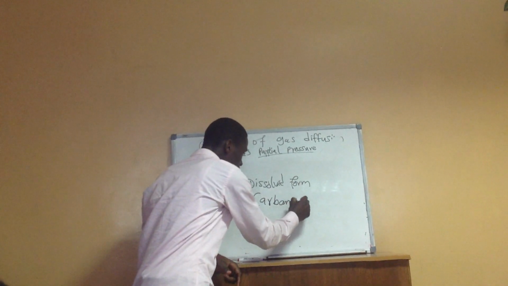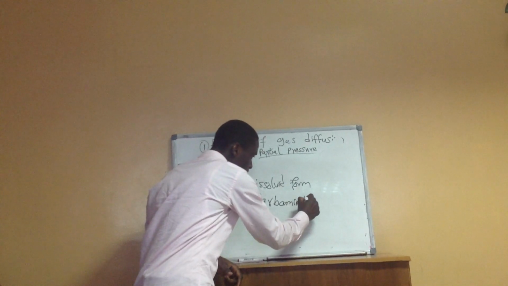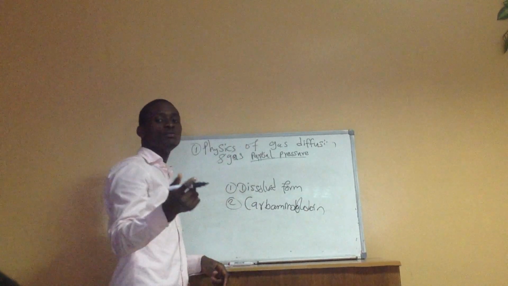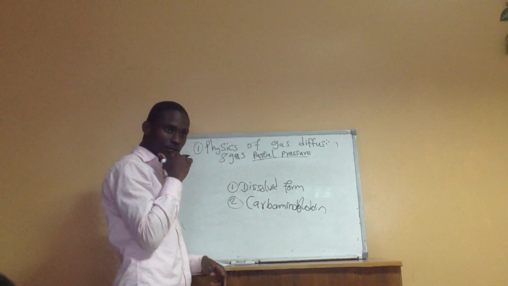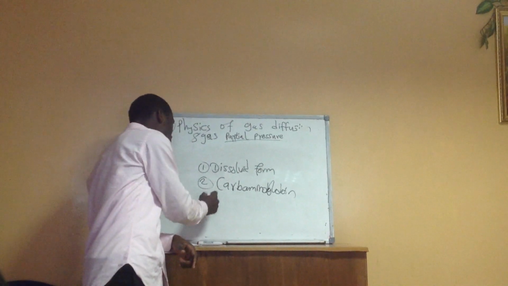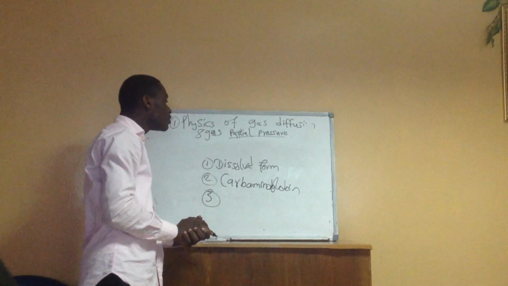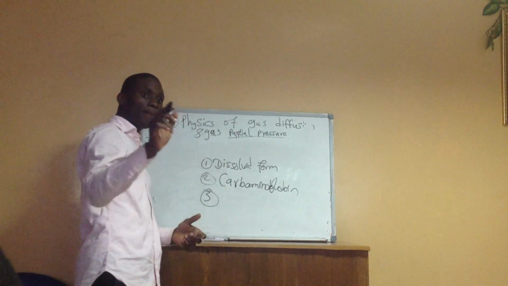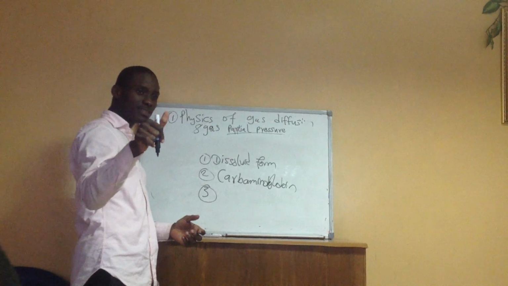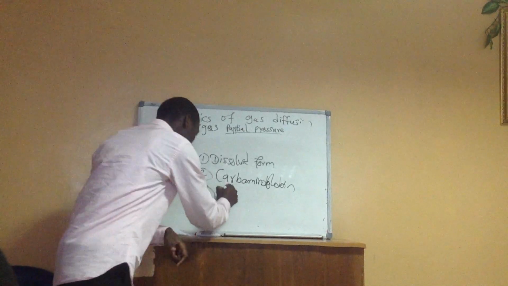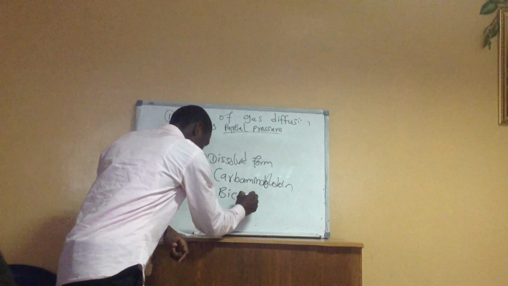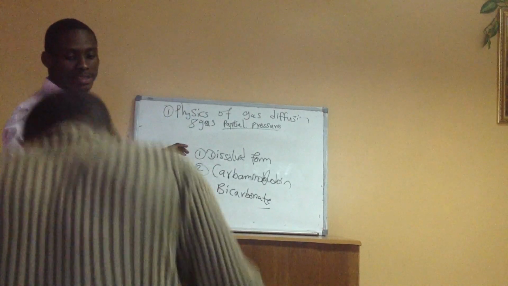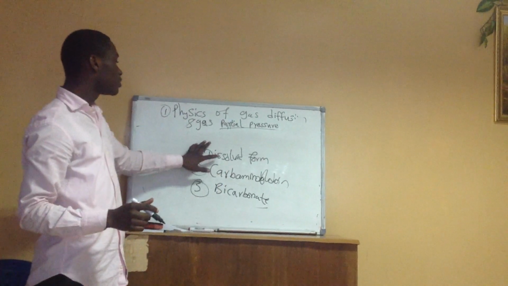Carbamino globin. You can see carbaminohemoglobin. Now, what's the third form in which carbon dioxide is transported? By what? Bicarbonate. You know bicarbonate, right? Bicarbonate.